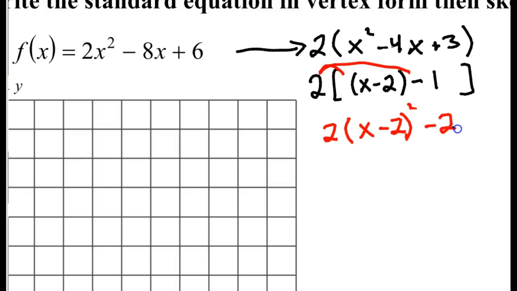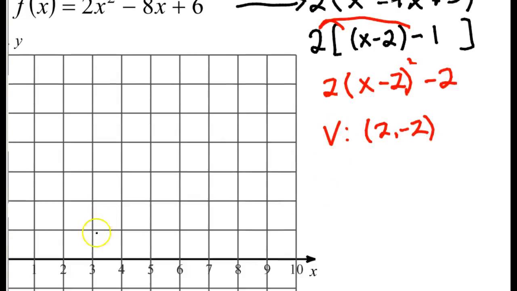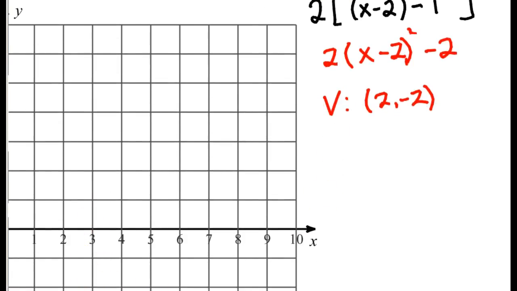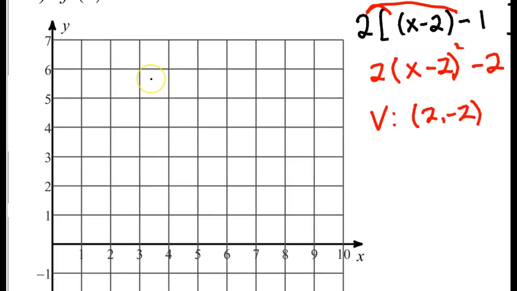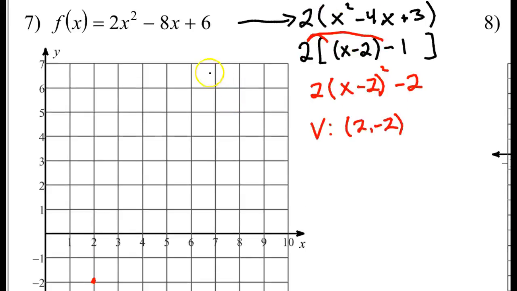And then distribute to both. So I can see my vertex is at 2, negative 2. That's where my vertex is, down here. And on this particular one, I can also graph my y-intercept, which is C, right? So I know that's over here.